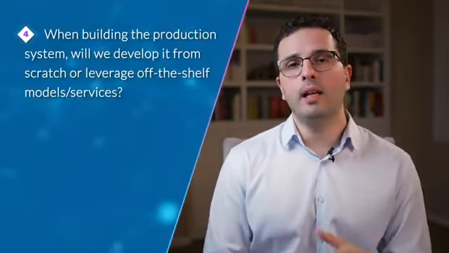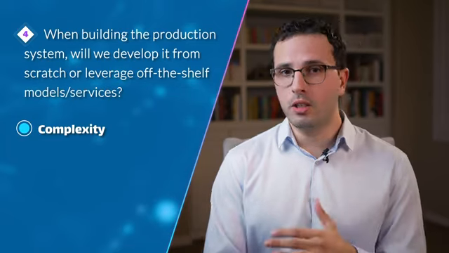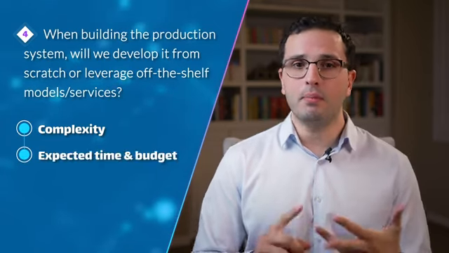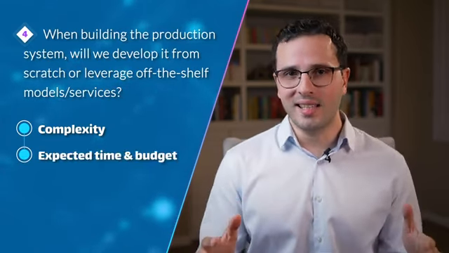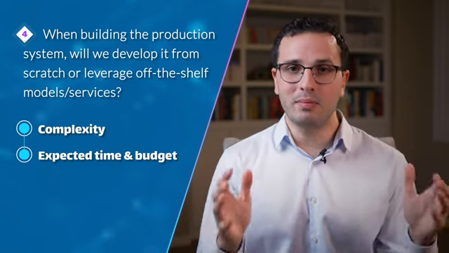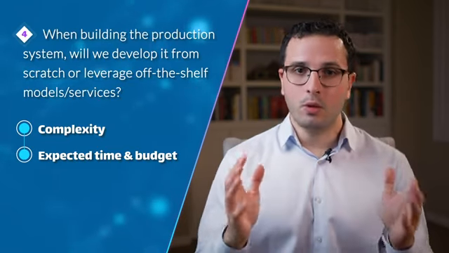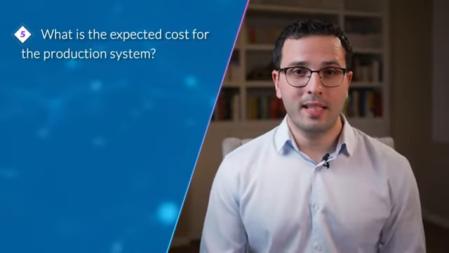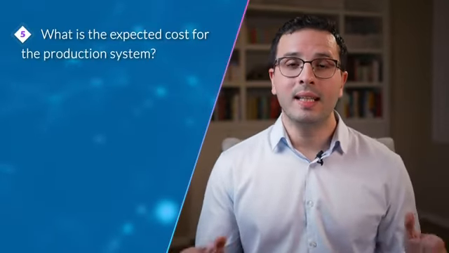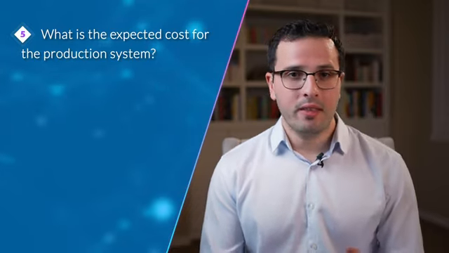Answering this question will help you identify the complexity of a production system and the expected time and budget for it, which are very important to assess before committing a specific budget or an investment or team effort to solve that problem. Question number 5. What is the total expected cost for a production system in the light of what we've seen in the proof of concept experiment?